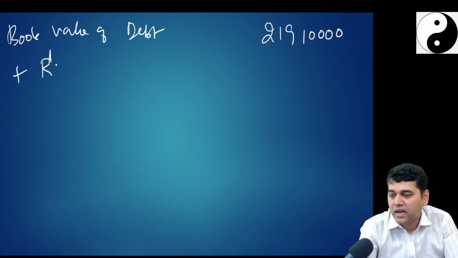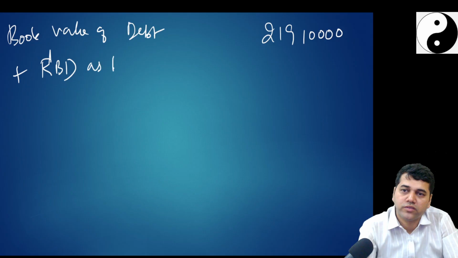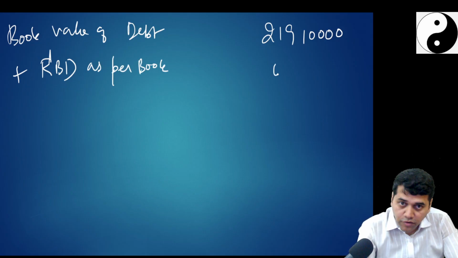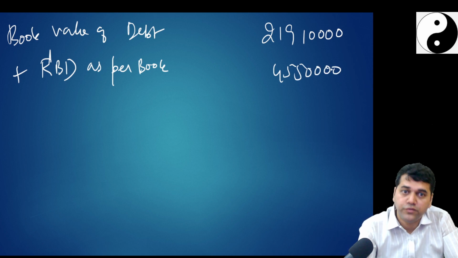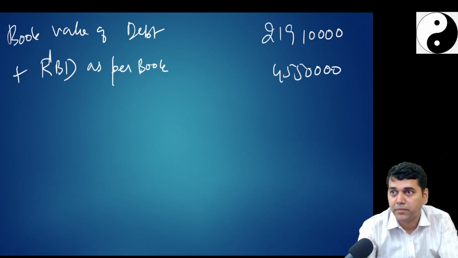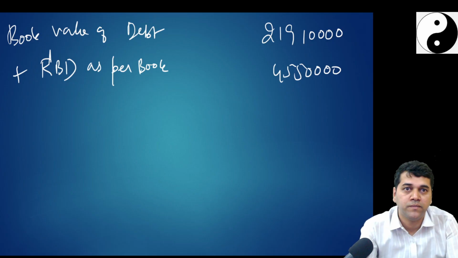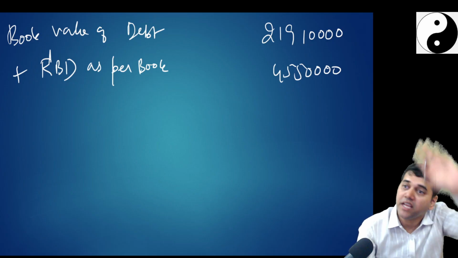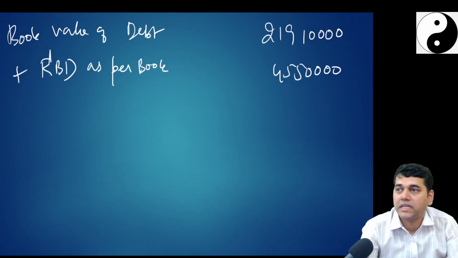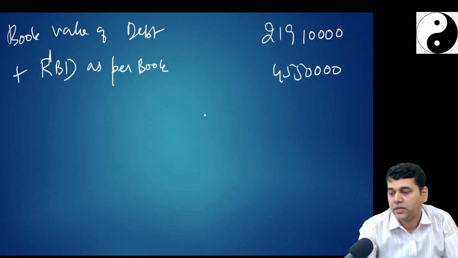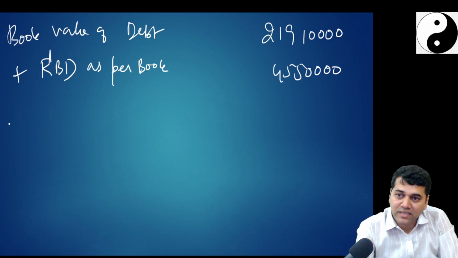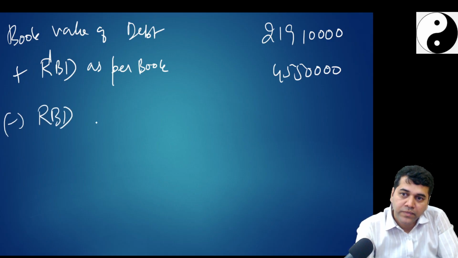Add RBD as per books. How much is as per books? 45 lakhs 50,000. Out of this, 17 lakh 50 is made this year for one new customer, and the balance is that debtor A, which was done 2 years back. This year, because you have evaluated 100%, you have taken it. Less, how much is RBD as per tax?